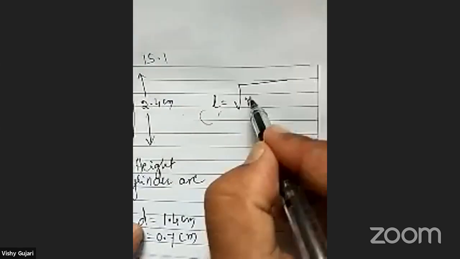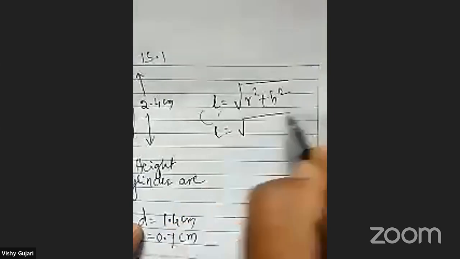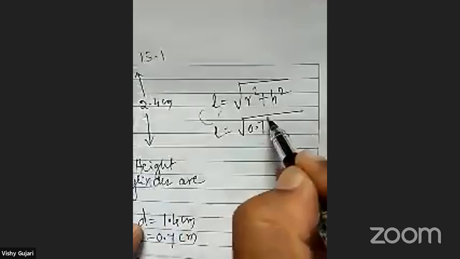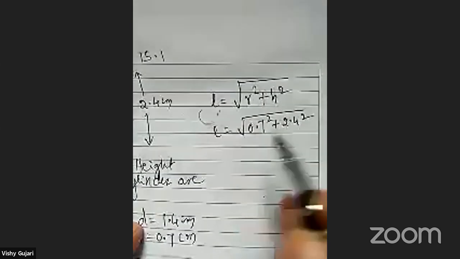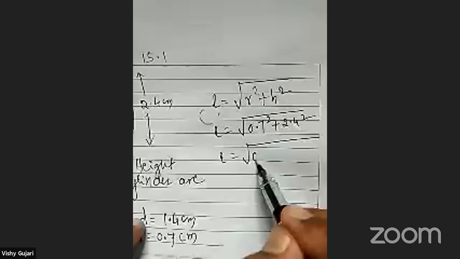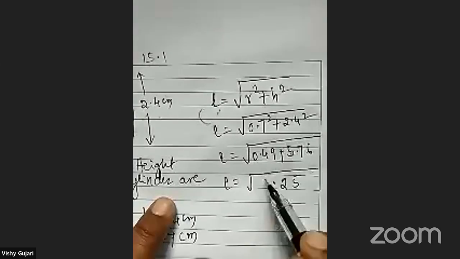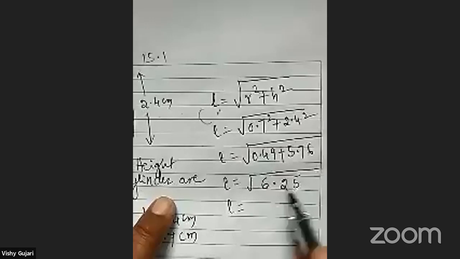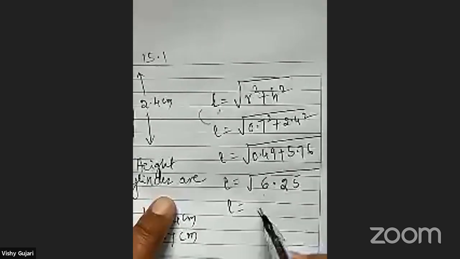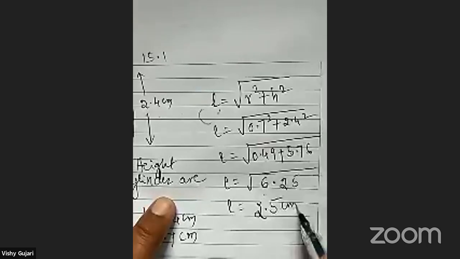The slant height of the cone is not given. That you are calculating first. l is equal to root r square plus h square. l is equal to root 0.7 square plus 2.4 square. l is equal to root 0.49 plus 5.76. l is equal to root 6.25, which is 2.5 centimeters. That will become the slant height.